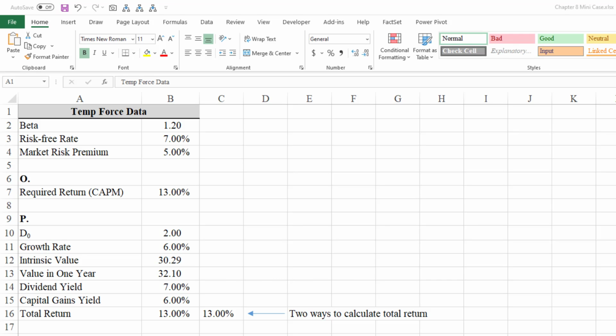Now, question P asks, what is the firm's current intrinsic value for the stock price? And they tell us that the company is a constant growth company, growing at 6% per year, with a dividend D0 of $2, and we want to know the intrinsic value.